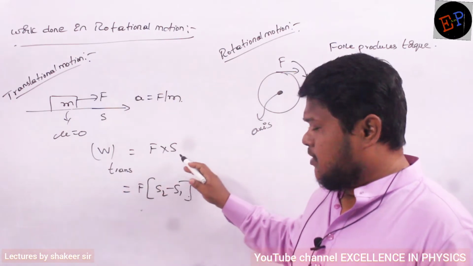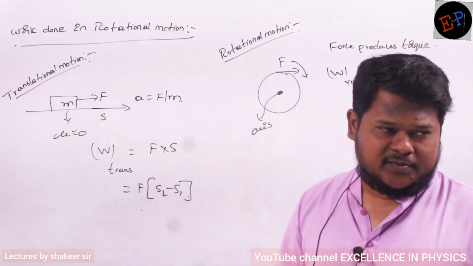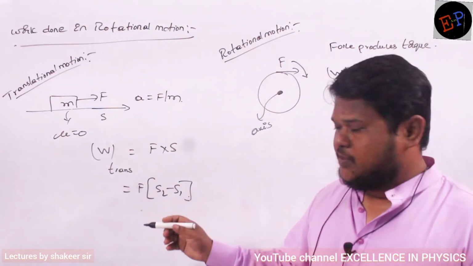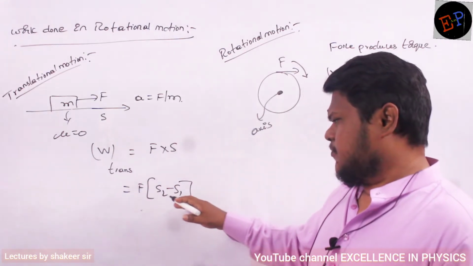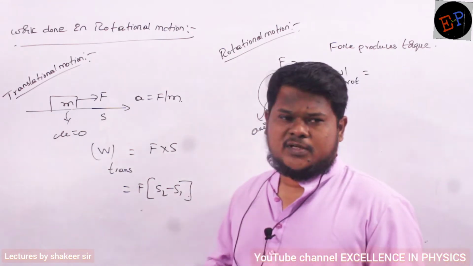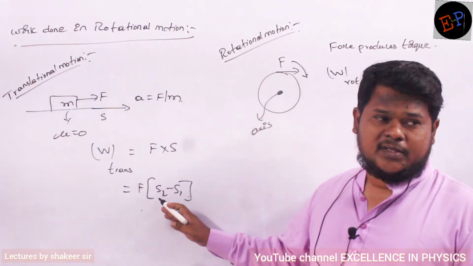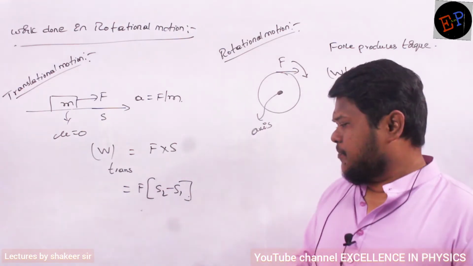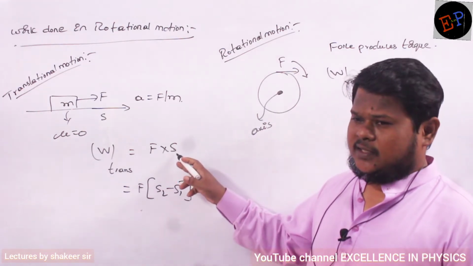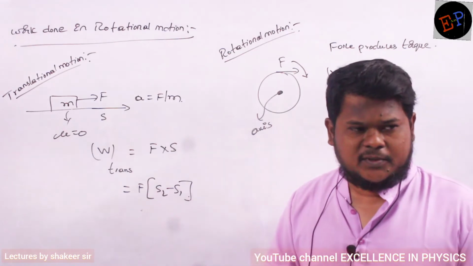So what is the work done in translational motion? Force into displacement. We know this relation, no? W is equal to F into S. Clear now? Or you can write F into S2 minus S1 also. What is S2? Final position. S1 is initial position. So S2 minus S1 will give again S, the displacement of the body.